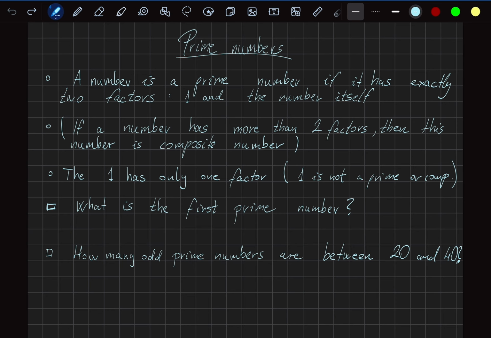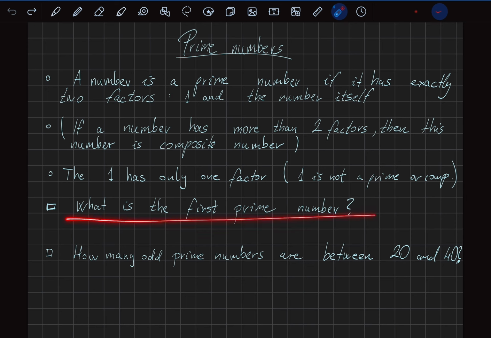So, prime number. A number is a prime number if it has exactly two factors, one and the number itself. If a number is not a prime number, then it's a composite number. It means a composite number has more than two factors. The one, it's not a prime or a composite number.